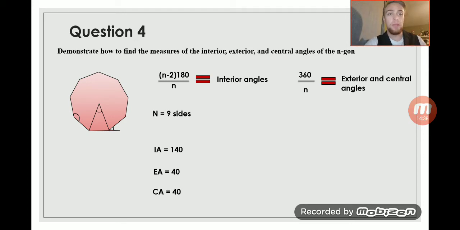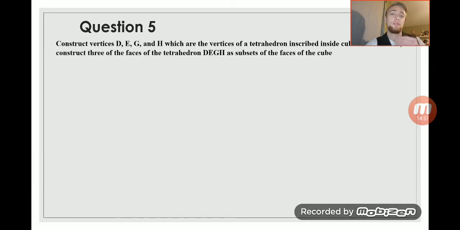It is not difficult. Given here, we see the interior angles will come out to 140 degrees. The exterior angles will come out to 40 degrees. And the central angle will come out to 40 degrees. Now, moving forward with question 5.